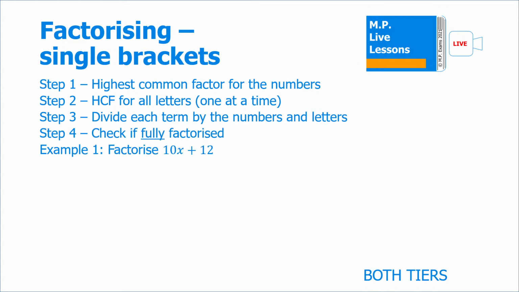For example, our easiest example would be this. We'd go through step 1, the highest common factor for the numbers. So this would be 2. And we are looking for the letters, there's no letter here. We can't put any letter on the outside. So we have to leave 2 as our actual factor. So we need to divide each term by 2. And that's what gets inside the bracket here.